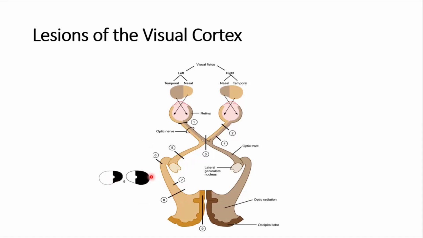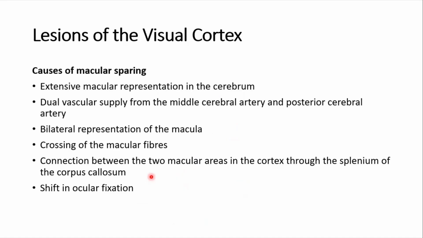Now, why should we develop macular sparing? Various reasons have been given for this. One of the most common ones is the extensive macular representation at the cerebrum. We saw earlier the arrangement of fibers is such that the large part of the posterior portion of the occipital cortex is representing the macula. Now, the lesion has to be so large to affect the macular fibers.